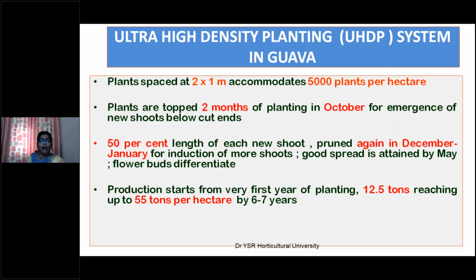Okay. So here, what is the difference between high density and ultra high density? In high density planting we allow the plant to fruit after 2 years, whereas in ultra high density planting, in the first year itself the production will start. In the first year we can obtain 12.5 tons per hectare, and it reaches 55 tons per hectare when the plant reaches 6 to 7 years.